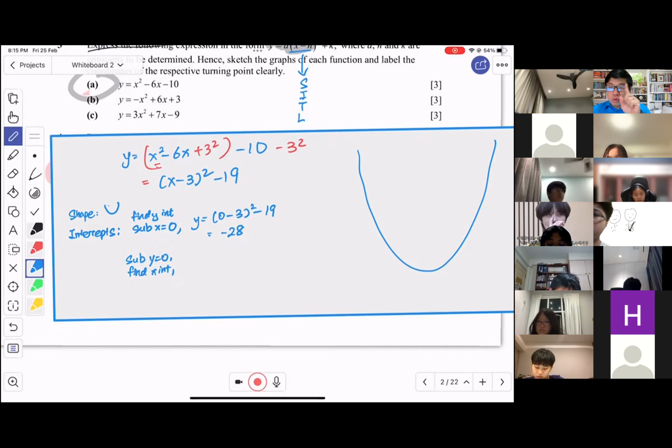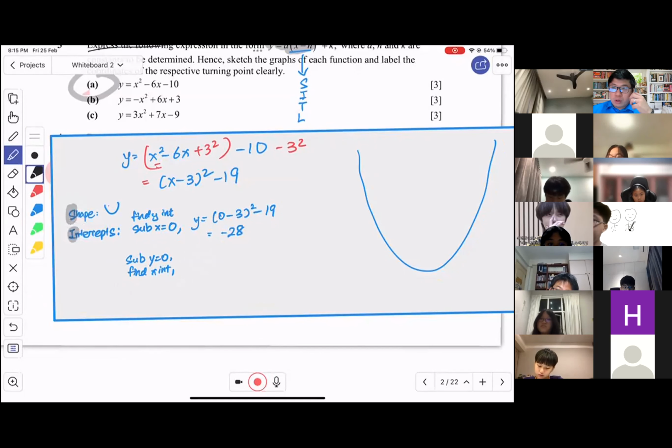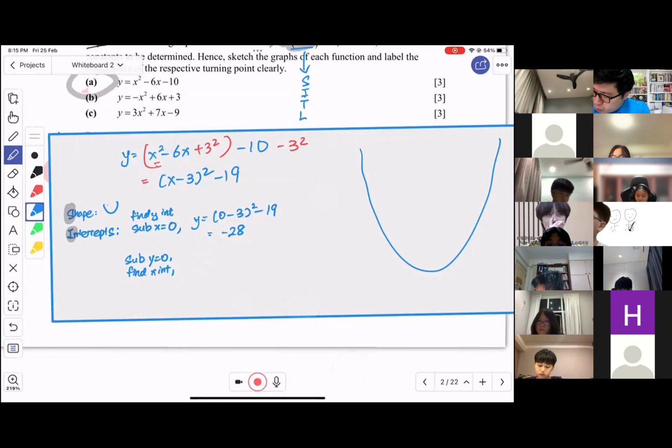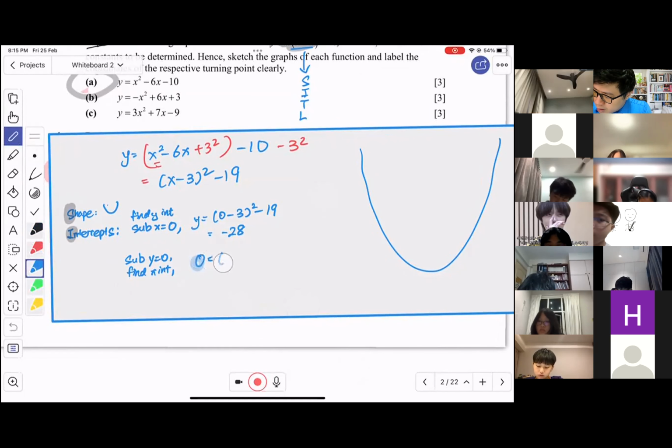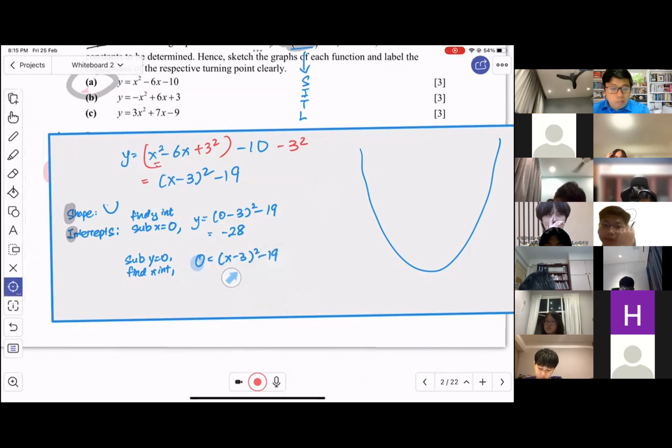Okay, so I'm going through step 2, which is SITL. Usually with the completed square form, we go by SITL. Find y equals 0, so 0 equals (x minus 3) squared minus 19. In this form, if I want to solve, I'm very happy because it's very easy. Two steps, I can get the answer already.